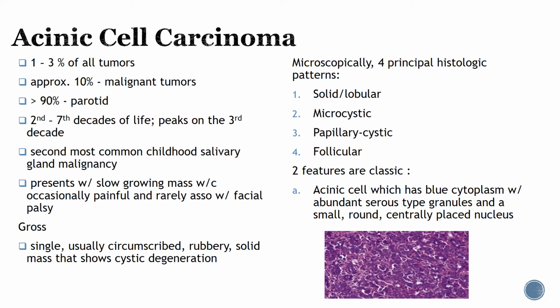It is a slowly growing mass which is only occasionally painful and is rarely associated with facial palsy. Your acinic cell carcinoma is found as a single, usually circumscribed, rubbery solid mass, and up to 1/3 would show cystic degeneration. Microscopically, the four principal histologic patterns are solid lobular, microcystic, papillary cystic, and follicular. Two features are classic, however. The first is the characteristic acinic cell, which has blue cytoplasm and abundant serous-type granules and a small, round, centrally placed nucleus.